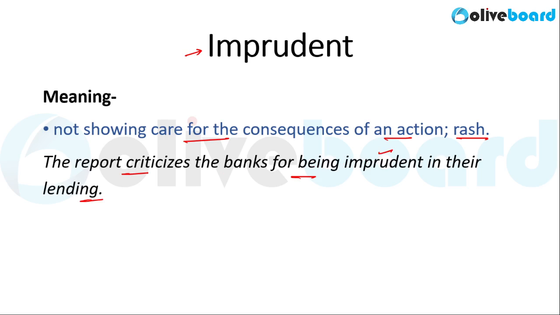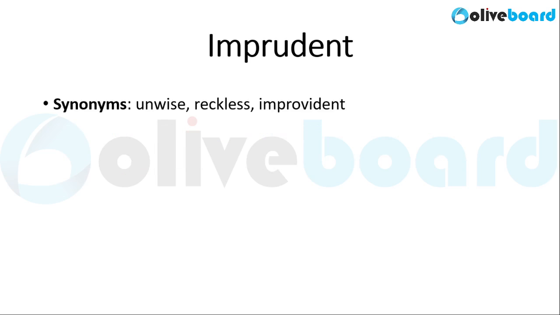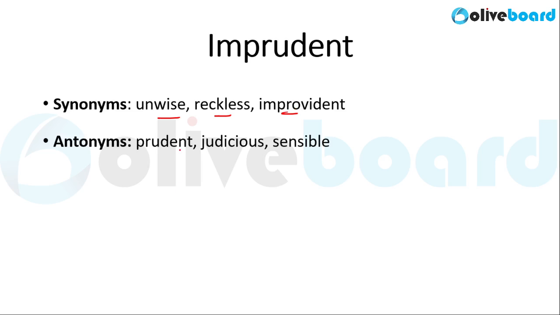Now, let us look at the synonyms and antonyms of this given word imprudent. The synonyms are unwise, reckless, or improvident. The antonyms, on the other hand, are prudent, judicious, or sensible. Now guys, we'll use the language Hindi in order to understand this word better.